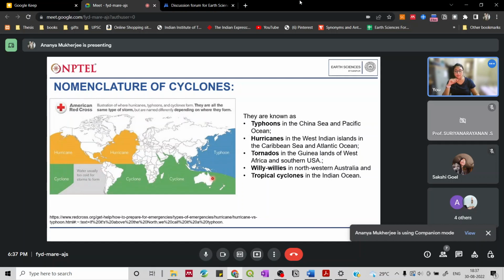And so the terminology of cyclone continues from the eastern coast of South America all the way till the barrication that is shown here. So these are some of the terminologies that we have: typhoons, hurricanes, tornadoes, willy-willies and tropical cyclones, as per the location where cyclonic disturbances are happening.